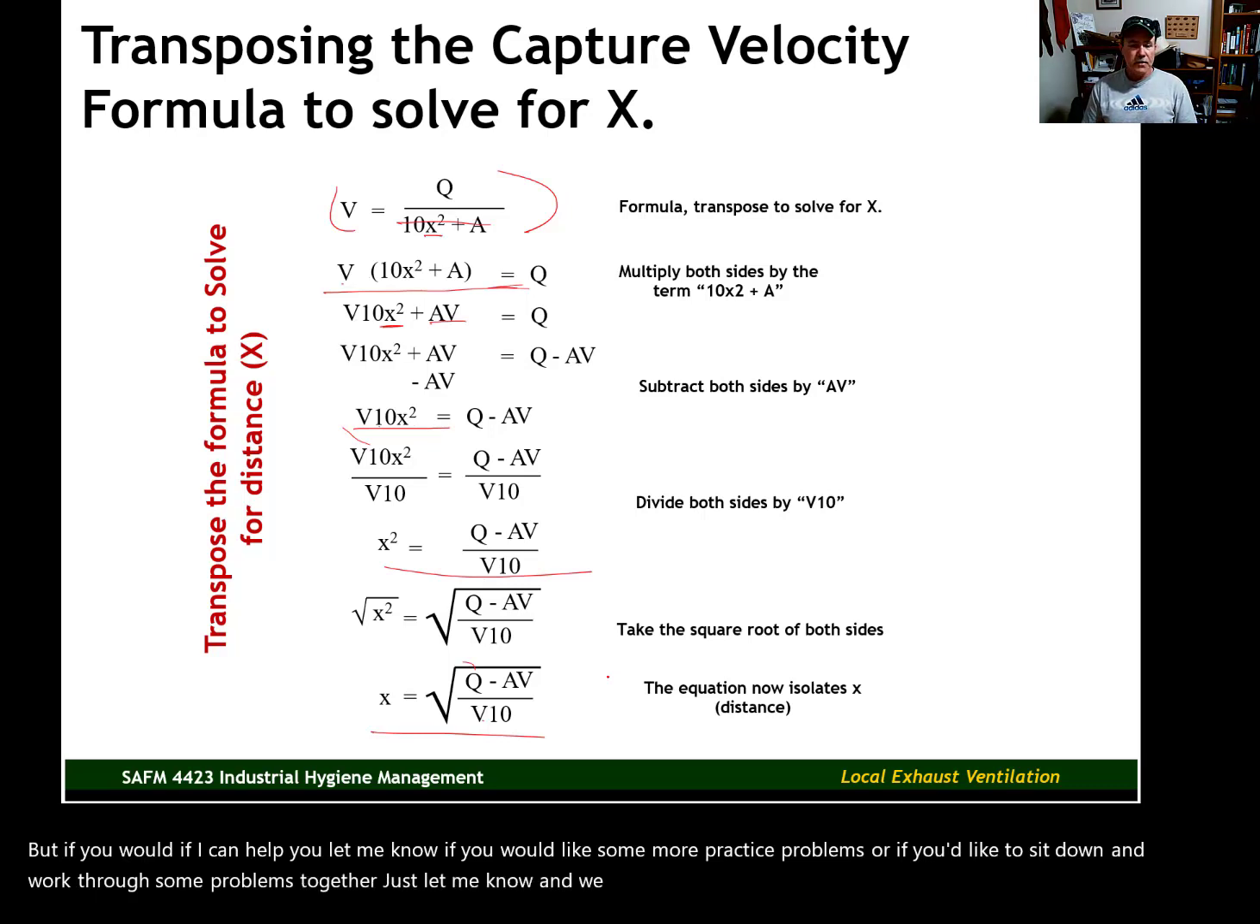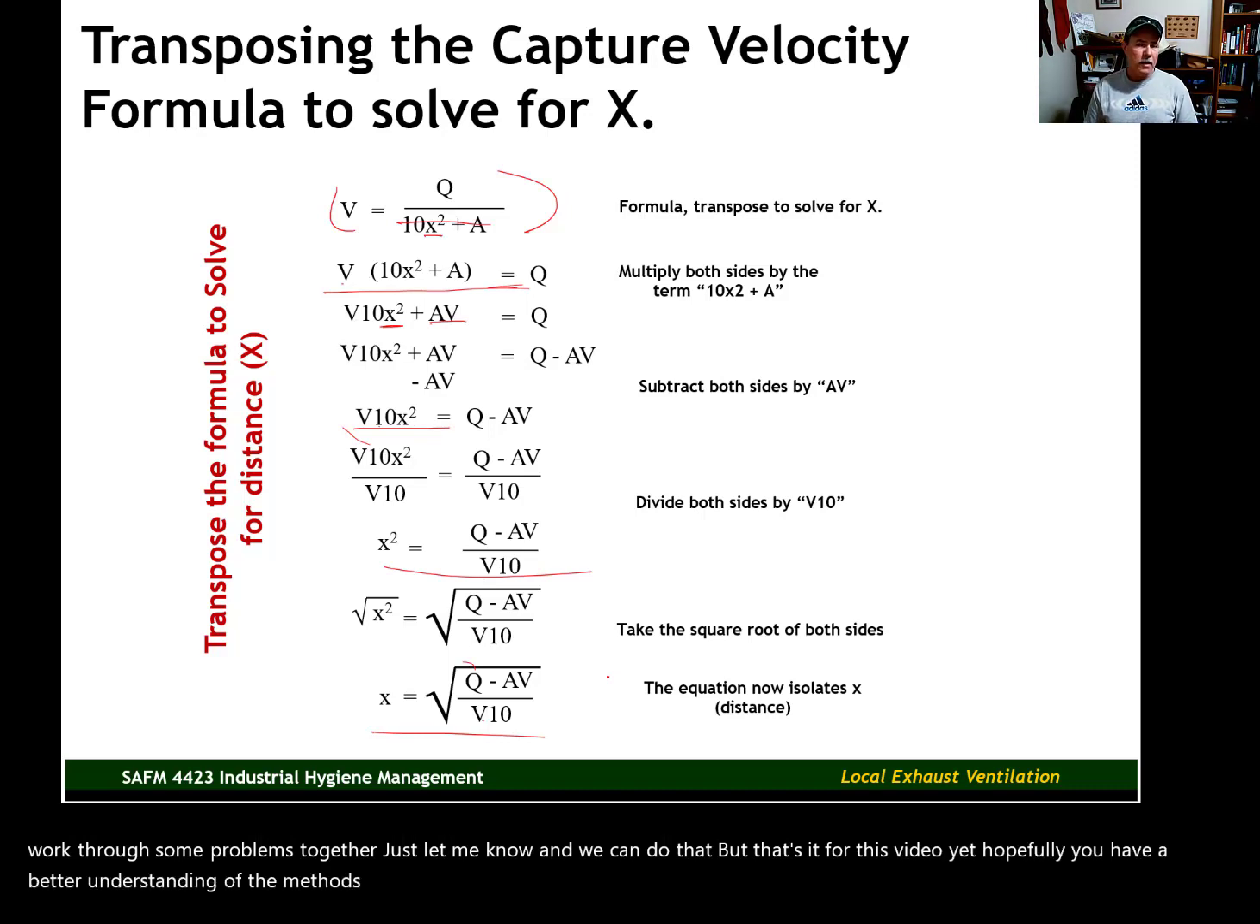But that's it for this video. And hopefully you have a better understanding of the methods used to calculate capture velocity.